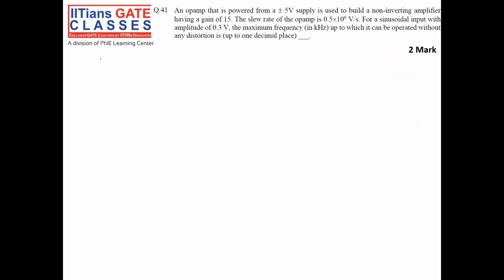So in this question, an op-amp that is powered from a plus 5 volt supply, we need to build a non-inverting amplifier having a gain of 15. The gain of the op-amp is 15 with a non-inverting configuration. Okay. Now, what is given?